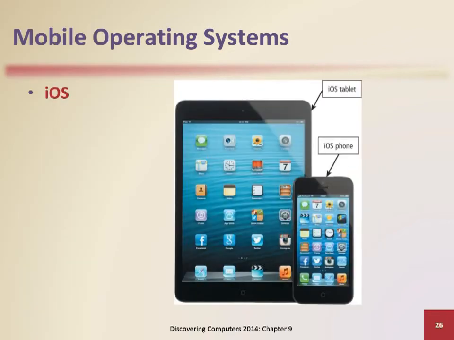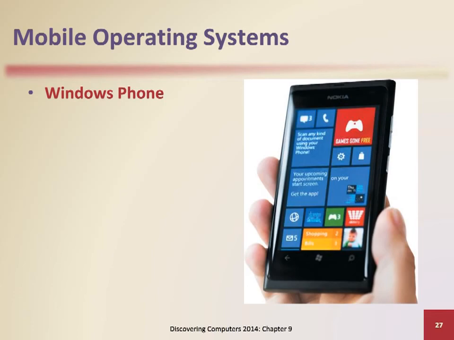Apple's iPhone operating system is a proprietary mobile operating system specifically made for Apple's mobile devices. Proprietary software is privately owned and limited to a specific vendor or computer or device model. Apple's operating system works on the iPhone, the iPod, and the iPad. Windows Phone, developed by Microsoft, is a proprietary mobile operating system that runs on some smartphones.